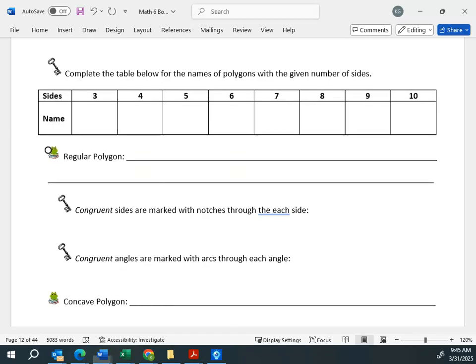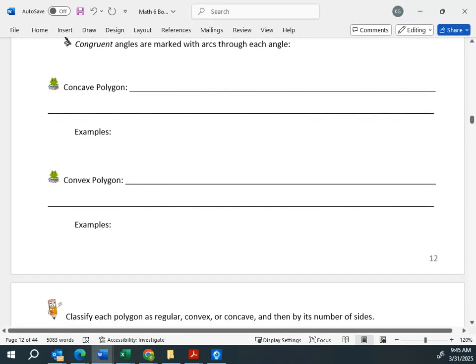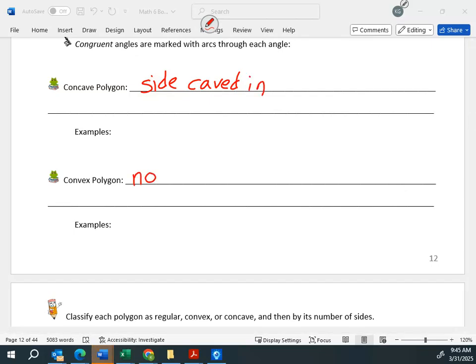Then we need to know what concave is. Remember, a concave polygon has a side caved in. Convex, no cave-ins. You can't write examples, but an example of a cave-in would look like that. No cave-ins would look like that. No sides are caved in.